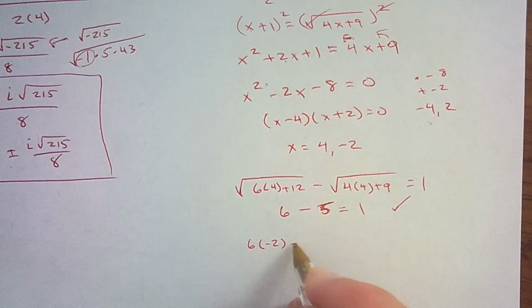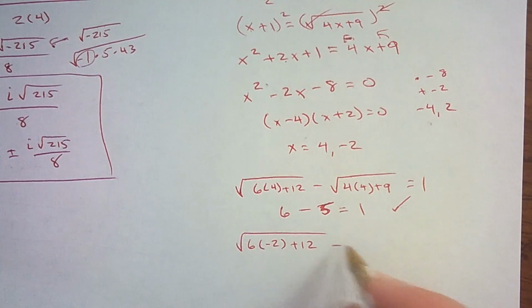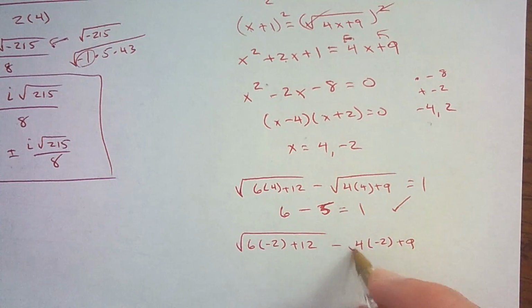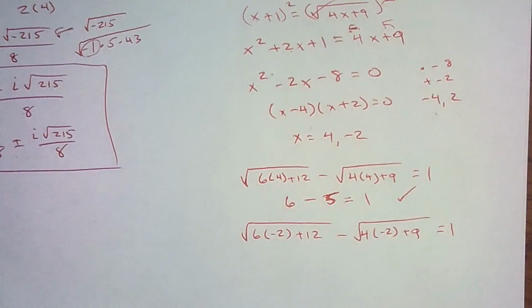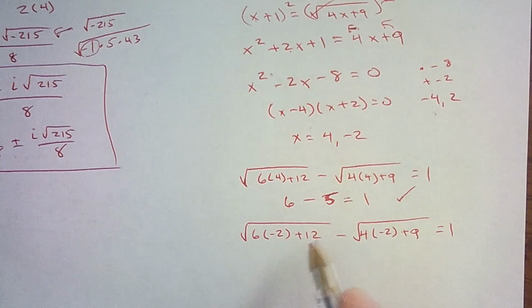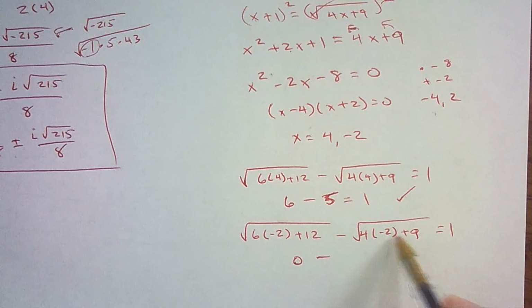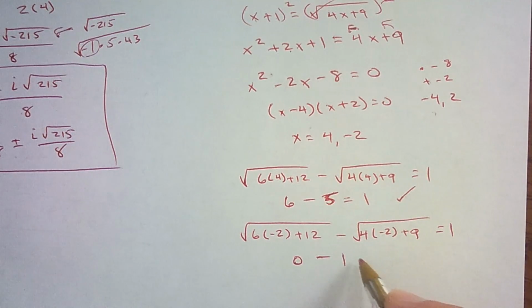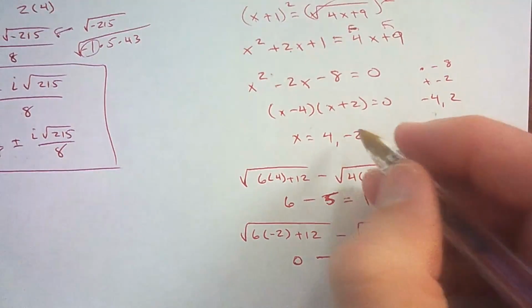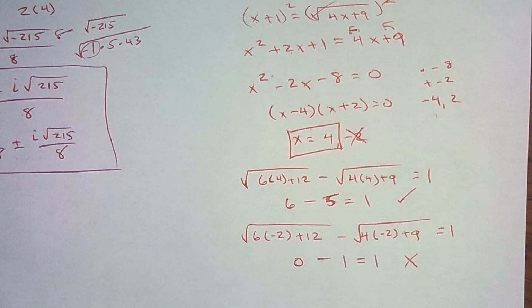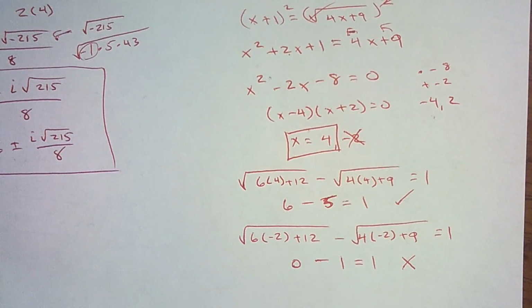Okay, now check the negative 2. So 6 times negative 2 plus 12 under a square root minus 4 times negative 2 plus 9 under square root equals 1. So that's negative 12 plus 12 is 0. Square root is 0. And then negative 8 plus 9 is 1. Square root is 1. 0 minus 1 equals 1. That is not true. So I cannot keep this solution. That is extraneous. So x equals 4 is my solution.